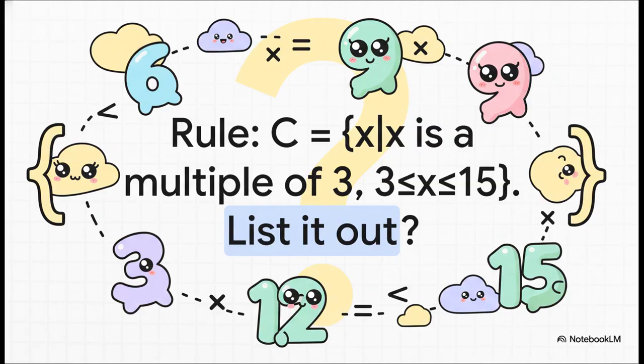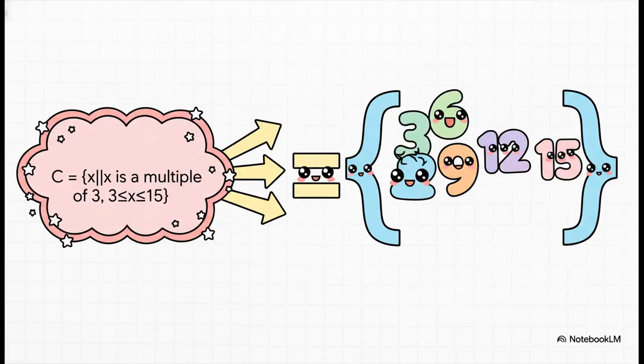Okay, let's flip it around and go the other way. Here's set C, described with a rule. x is a multiple of 3, and it has to be between 3 and 15, including both 3 and 15. So can you list out all the elements that actually fit that description? And here we go. The multiples of 3 that fit our rule are 3, 6, 9, 12, and 15. See, the big takeaway here is that both notations are describing the exact same set. They're just doing it in different ways.